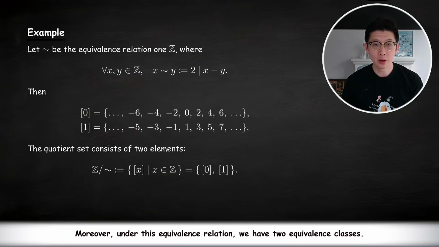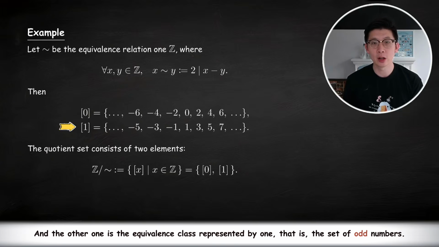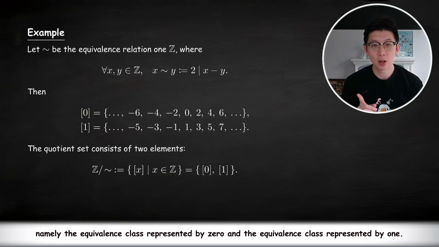Moreover, under this equivalence relation, we have two equivalence classes. The first one is the equivalence class represented by 0, that is, the set of even numbers. And the other one is the equivalence class represented by 1, that is, the set of odd numbers. As a result, Z modulo this relation is our quotient set, which consists of two elements, namely the equivalence class represented by 0 and the equivalence class represented by 1.